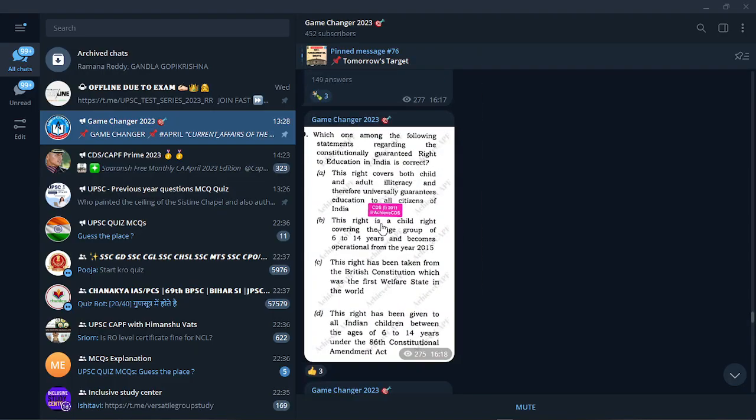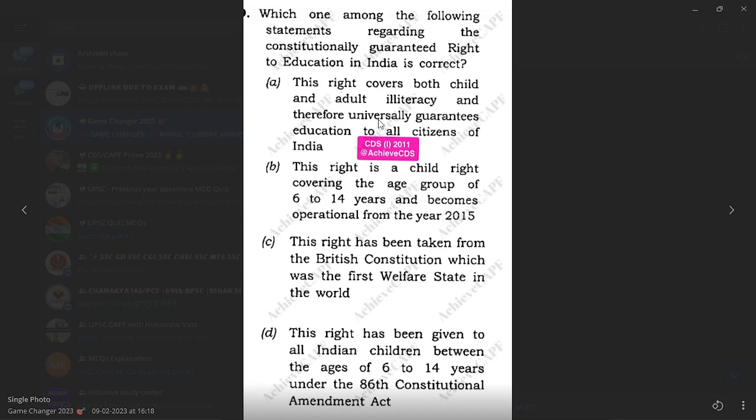Which one of the following statements regarding the constitutionally guaranteed right to education in India is correct? The right covers both children and adult literacy and therefore universally guarantees education to all citizens of India. This right is a children's right covering 6 to 14. The right has been taken from the British government, which was the first welfare state in the world. This right has been given to all Indian children between 6 to 14 years under the 86th Amendment.